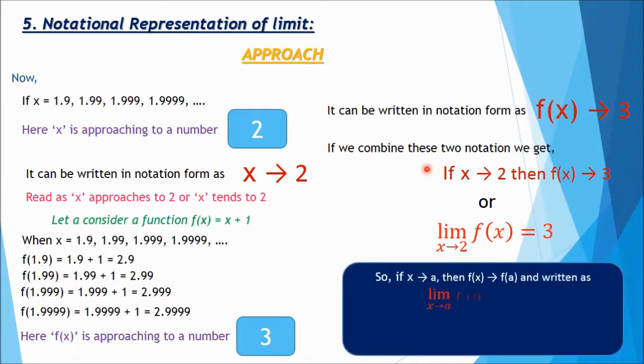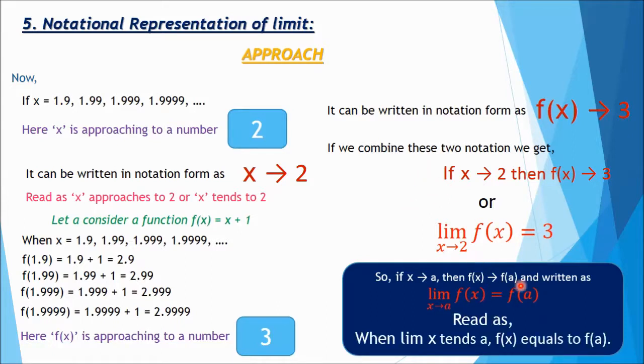So if x takes to a, f(x) takes to f(a), then it is written as limit x takes to a, and we can write in sentence form: when limit x tends to a, f(x) equals f(a). Here also, when limit x tends to 2, f(x) is equal to 3. We can read it like this: when limit of x takes to a, it is approaching towards a, then the functional value will be equal to f(a), whatever the value of f(a) will be.